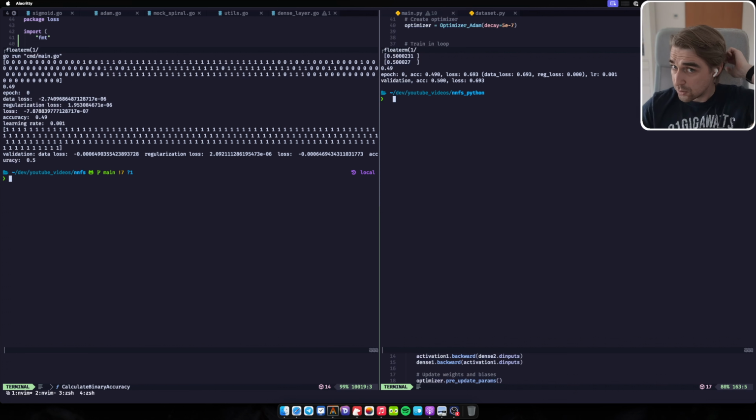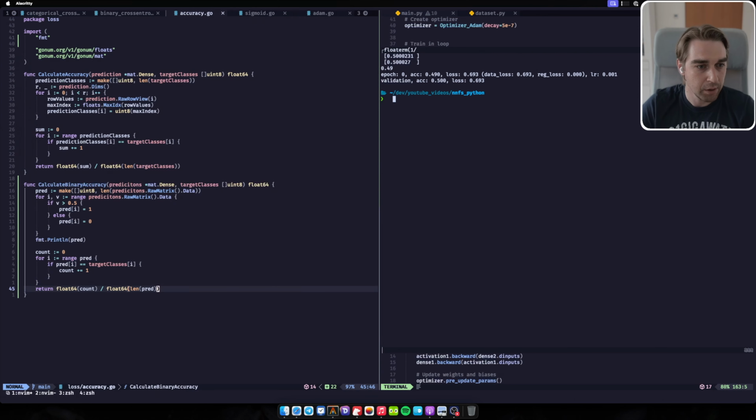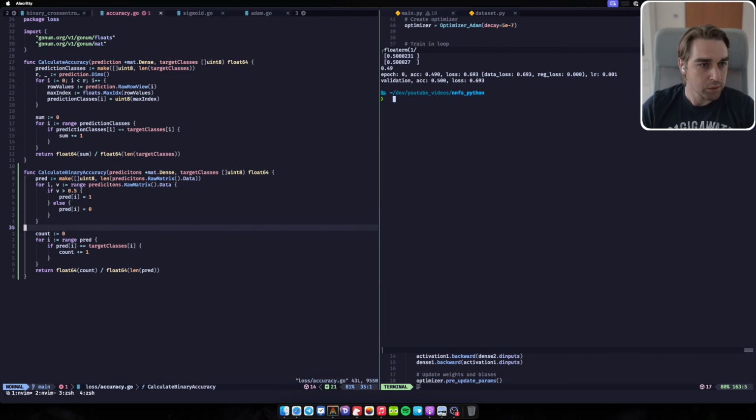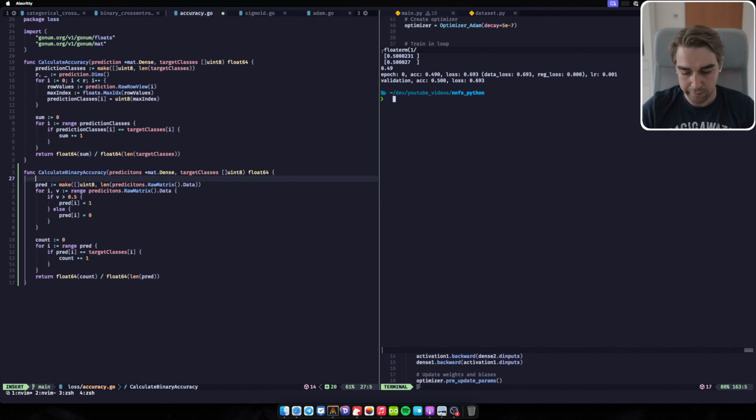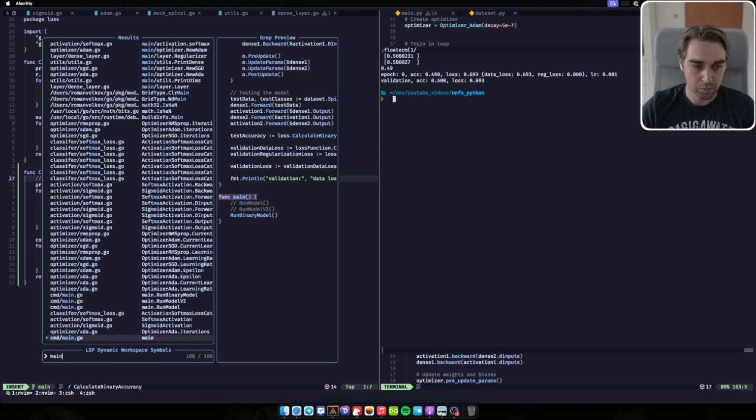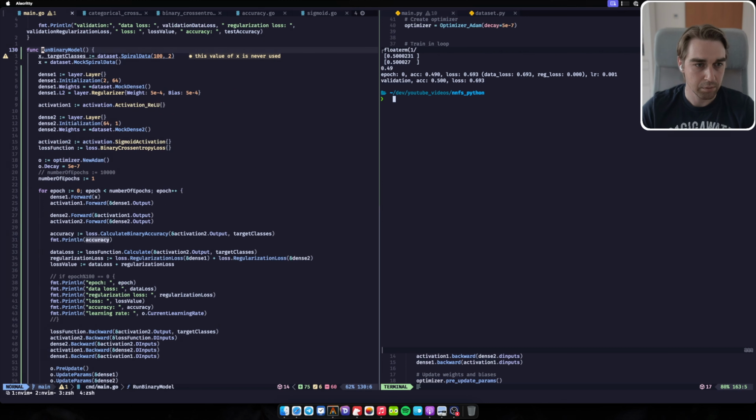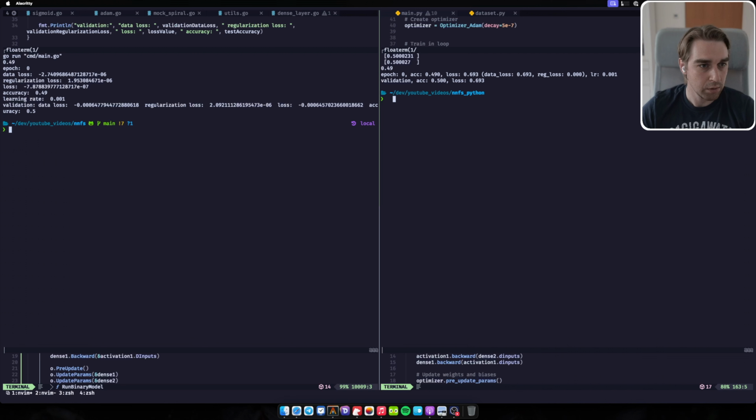So we actually changed it. Okay, so the calculation of the accuracy was incorrect too. I thought that would be much simpler, but it turns out I made so many mistakes. But it happens. It always happens. Assume predictions len is equal to target class. Okay, so run binary. Okay, so we have the same accuracy right now, right?